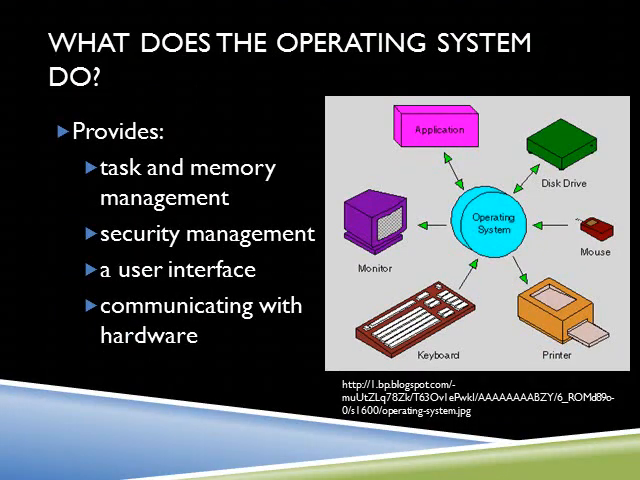What does the operating system do? The operating system provides task and memory management, security management, a user interface, and it enables communication between the hardware. And the diagram on the right shows basically all that an operating system does. It controls the applications, the disk drive, the mouse, the printers, the keyboard, the monitor, and most of those were all hardware devices, and then the others were application programs that run on top of the operating system.